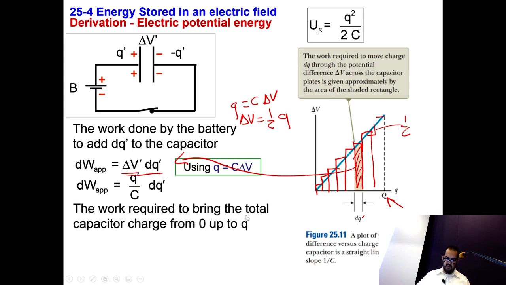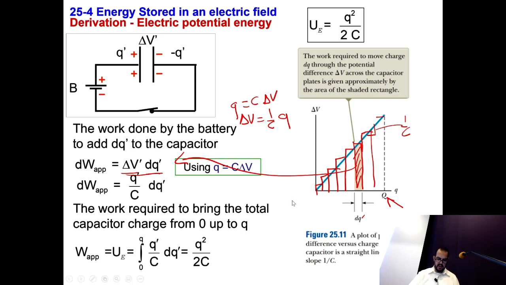okay, we replace delta V prime by Q prime divided by C. This is due to the equation of the capacitor, Q equals C delta V. The work required is now we can integrate from 0 to Q of q prime over C dq prime. So the integral of x is 1/2 of x squared. So 1/2 of q squared divided by C. And if we evaluate it between 0 and Q, this is what you end up with. This is q squared over 2C.